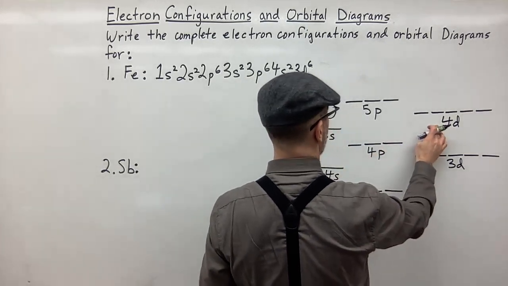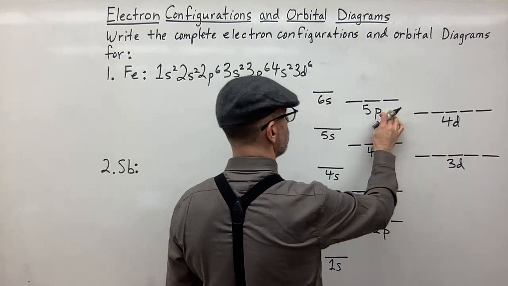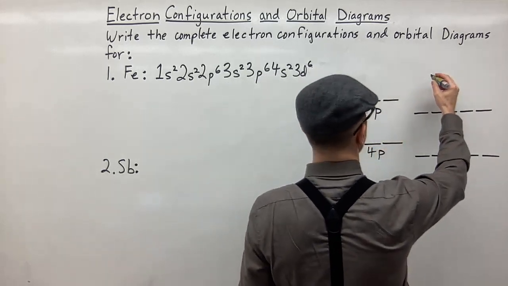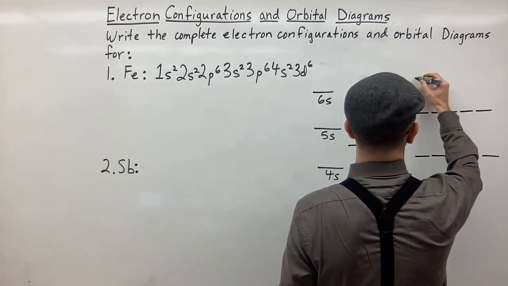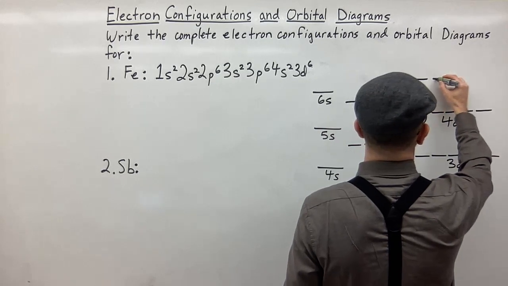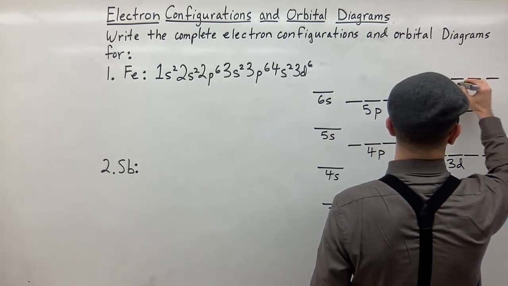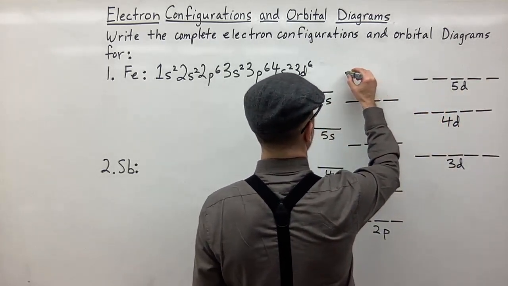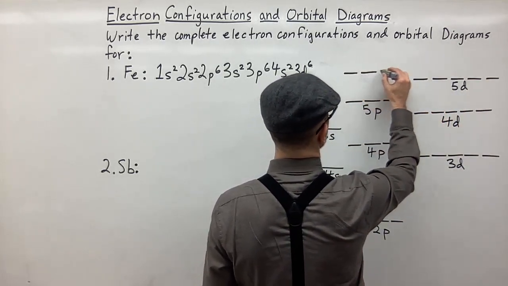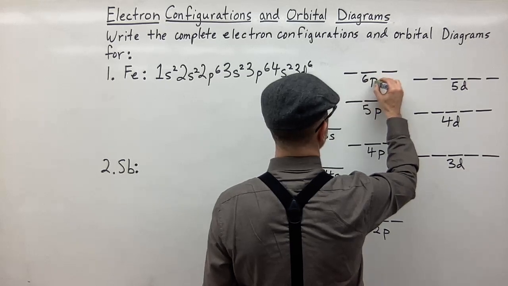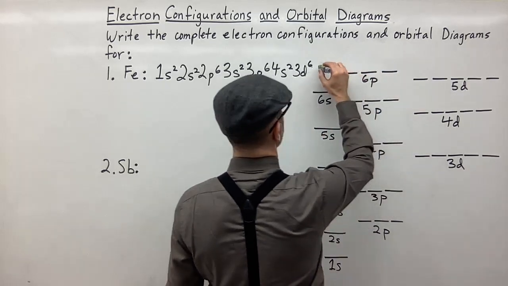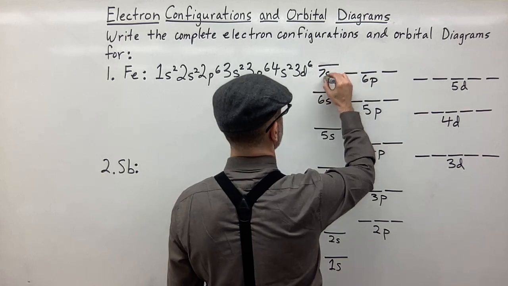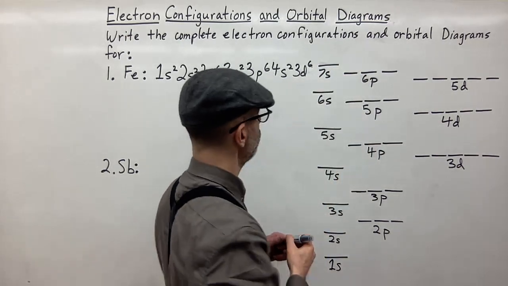Okay, so 4d, 5p, 6s, and then we're going to the 5d here. 2, 3, 4, 5, 5d. And then we have the 1, 2, 3, 6p. And then up here we'll have this 7s. And that's as far as we need to go.